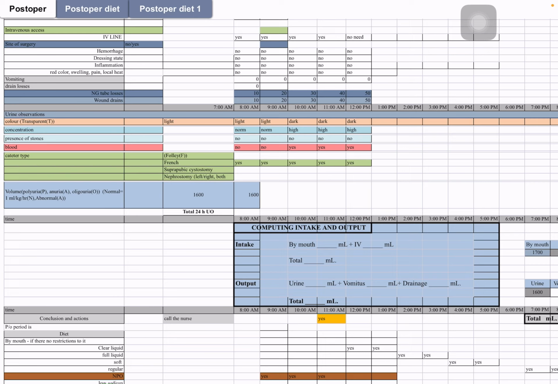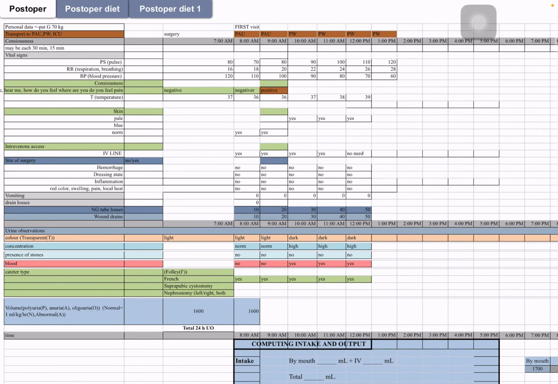So the next one is the volume of the urine that has been excreted. The volume of the urine may suggest what type of complication he may be having, or maybe he's having polyuria, or some sort of anuria, oliguria. So this thing you have to consider. So that's it for the post-operative preparation.